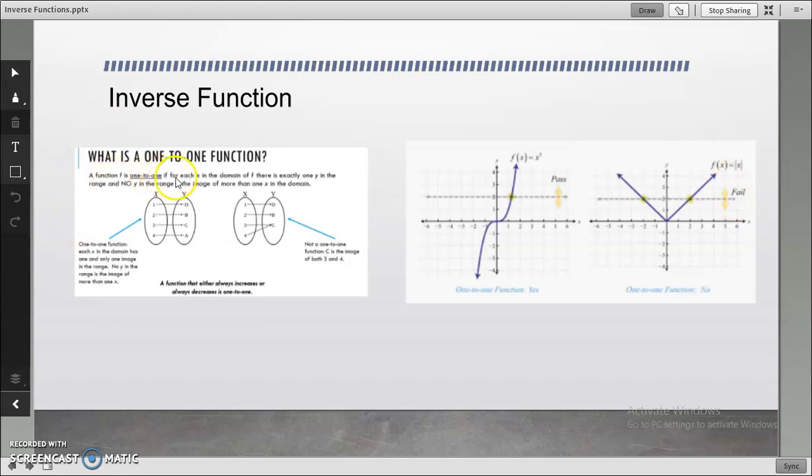A function is one-to-one if for each x in the domain of f, there's exactly one value in the range. So here we have an example, and here we have an example where it's not. That's just a quick review of what an inverse function is overall.